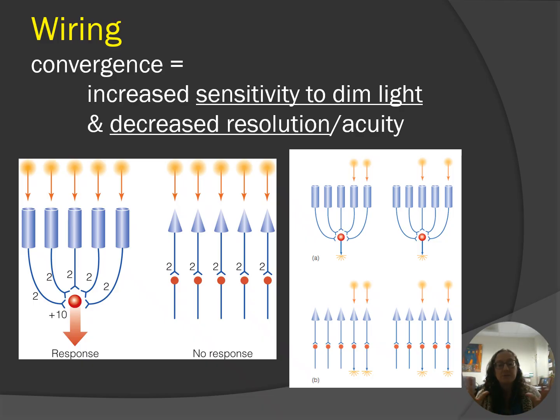Turn those lights back down to 2 and I don't see anything with the cones. Turn those lights down to 2 up at the rods, I still see something's out there. I can't tell exactly where, but something's out there.